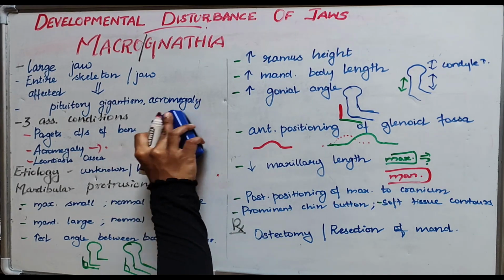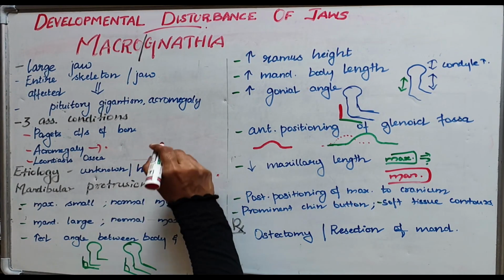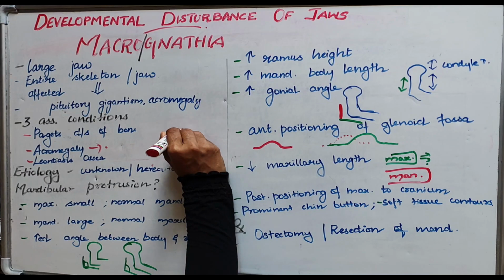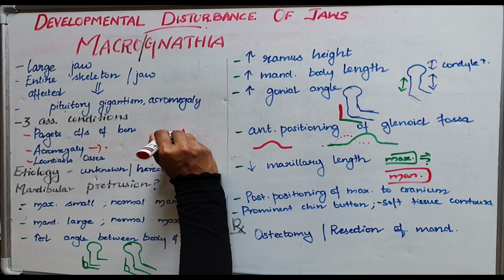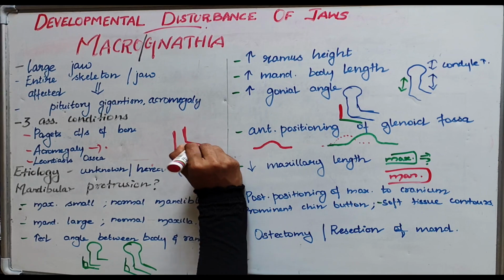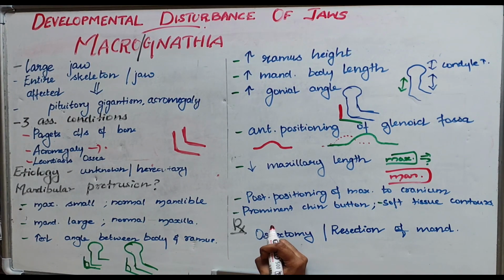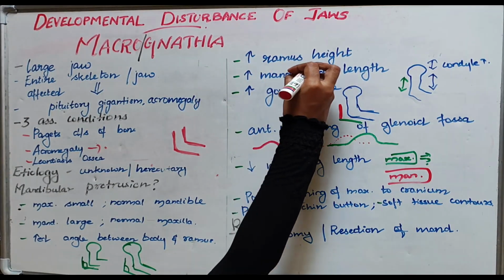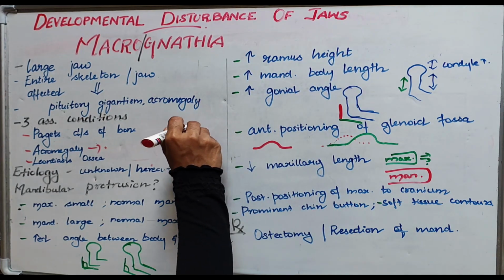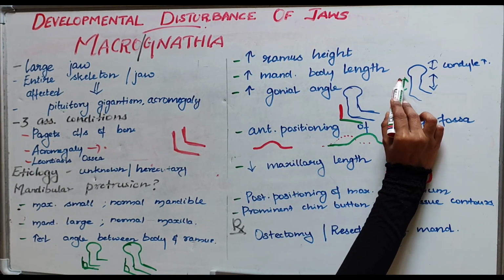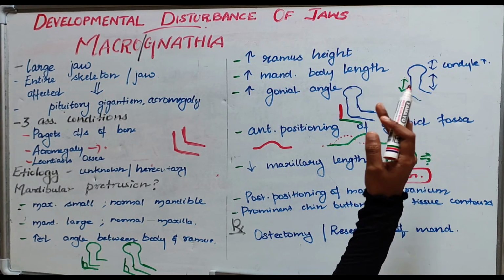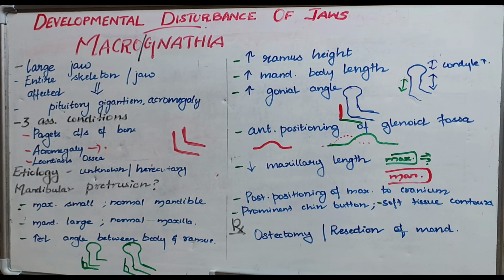Next is increased angle between body and ramus. So this is the body of the mandible and this is the ramus. When the angle between the body of the mandible and the ramus is increasing, it will be a larger size and it will be a macrognathic mandible. Next, increased ramus height. When the height of the ramus is more, then it is going to be a larger size of the mandible.